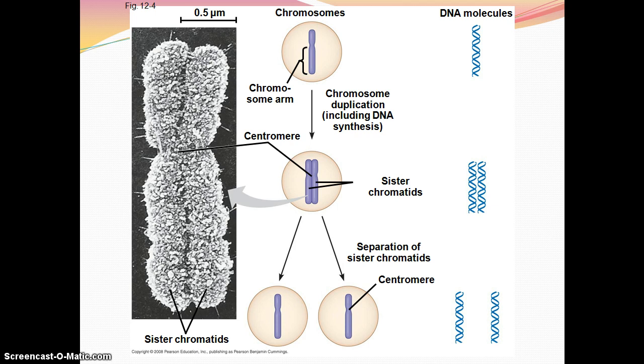The two sister chromatids are bonded together all along their edges, but the most closely held together region is at the centromere. The centromere is also where the kinetochore forms, which is where the attachment to the mitotic spindle occurs. So that's the importance of the centromere: one, to hold those two sister chromatids closely together, and two, to give a place for the kinetochore to form, which will attach to the mitotic spindle.